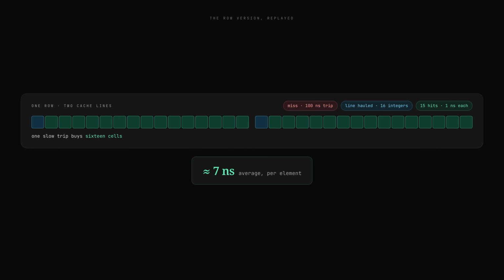Replay the row version, but watch the cache lines this time. The loop asks for cell 0, miss. The 100 nanosecond trip hauls back the line, 16 integers. Cells 1 through 15, already here. 15 hits, 1 nanosecond each. Cell 16 misses, hauls the next line, 15 more hits. One slow trip buys 16 cells. Average cost per element, about 7 nanoseconds.